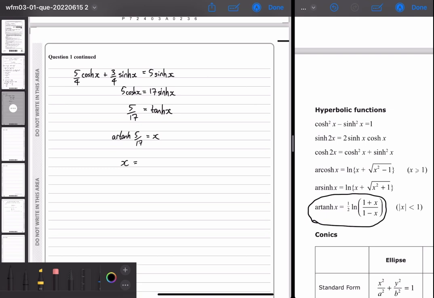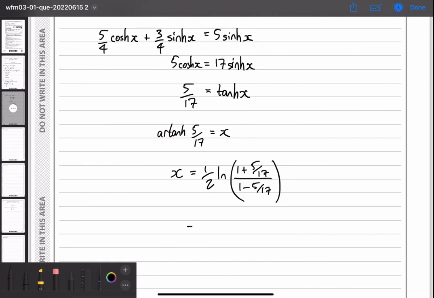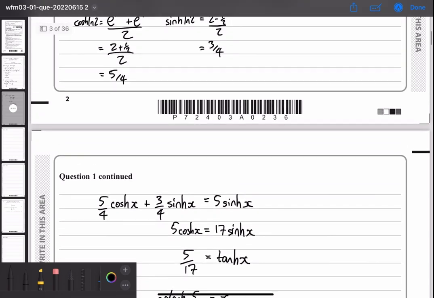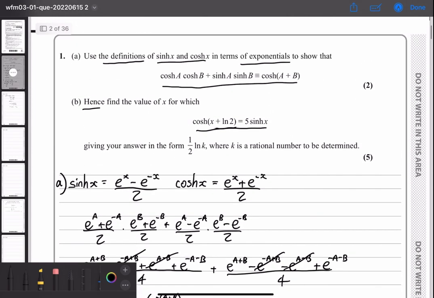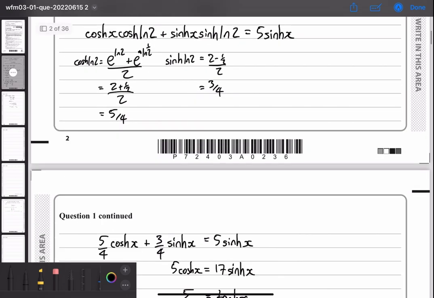x is equal to a half log of 1 plus 5/17 over 1 minus 5/17, which gives us a half log 11 over 6, where k is equal to 11 over 6. And that is question 1 finished. Quickly reviewing it to make sure that I've done everything. Yes. Okay, on to question 2.